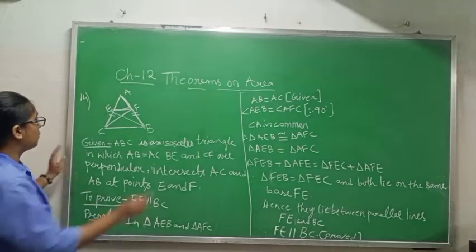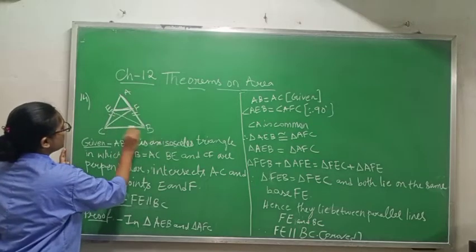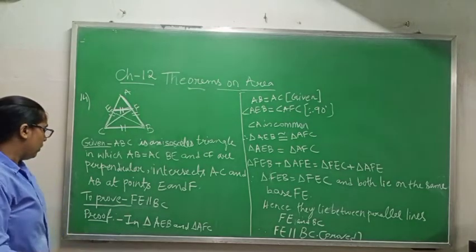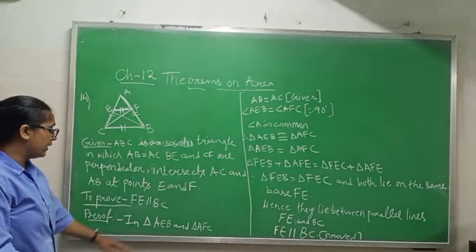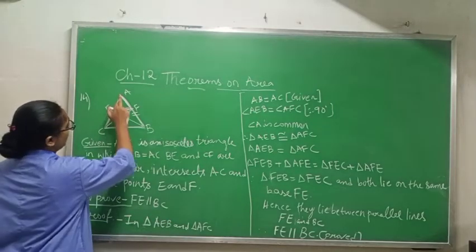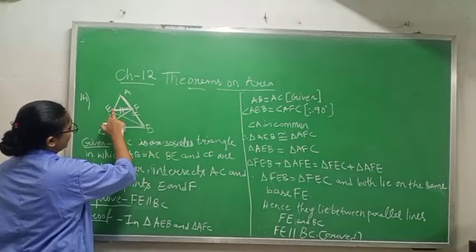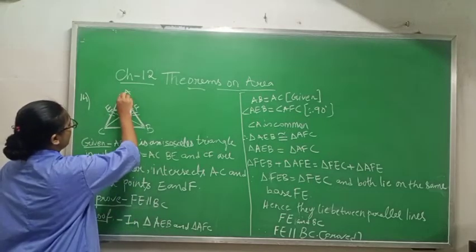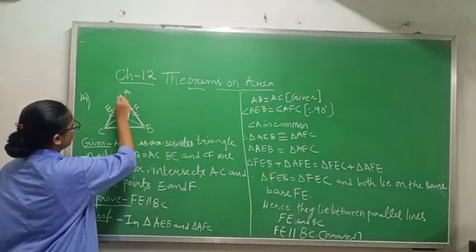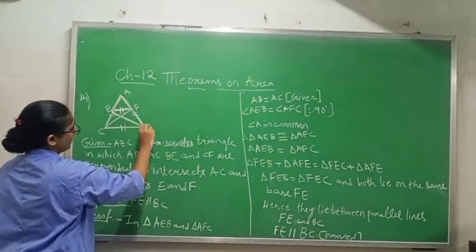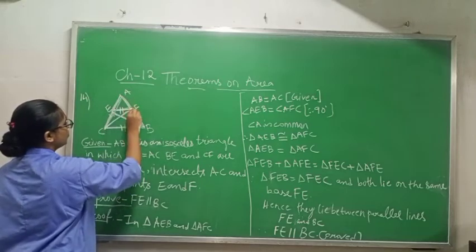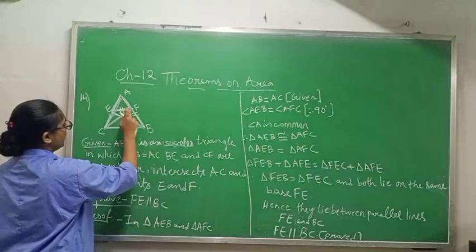Okay. Now to prove, we have to prove that FE is parallel to BC. This line and this line are both parallel to each other. Now in the proving part, I am taking two triangles: triangle AEB and triangle AFC. This triangle AEB, and this triangle AFC. We are taking these two triangles, AEB and AFC.